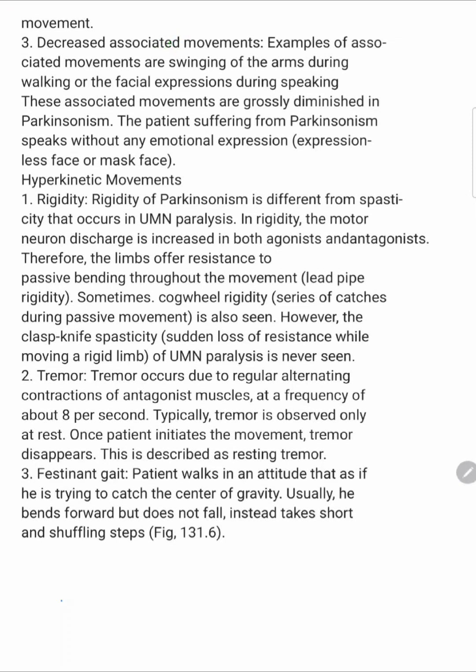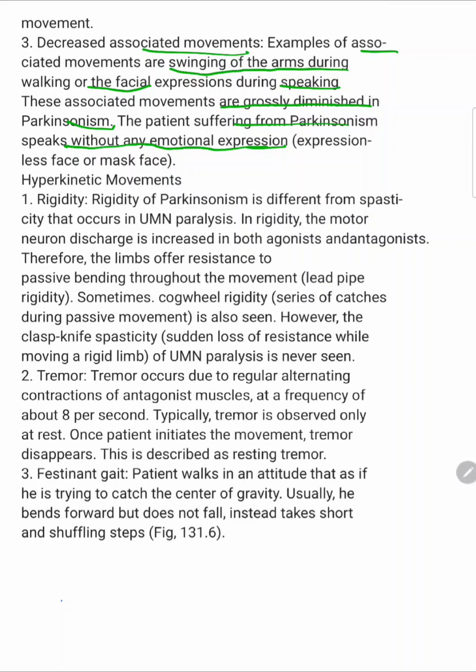Next, decreased associated movements. See, examples of associated movements are swinging of the arms during walking or facial expression during speaking. These associated movements are grossly diminished in Parkinson's. The patient suffering from Parkinsonism speaks without any emotion. See, they have a mask face. While talking, if it is a happy thing, we will say it by laughing, right? But this person cannot show any expressions. They are without emotional expression, so their face is called a mask-like face. While walking, a normal person will swing his hands, but these patients won't show such actions.